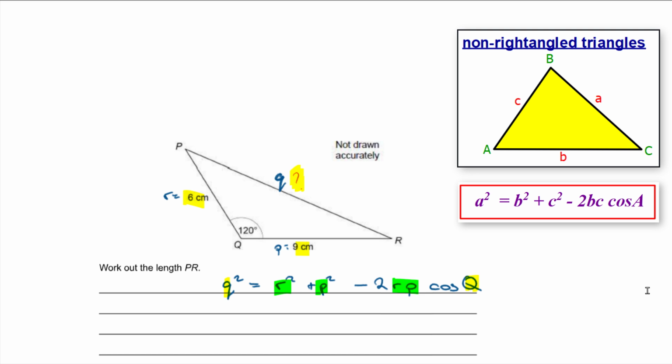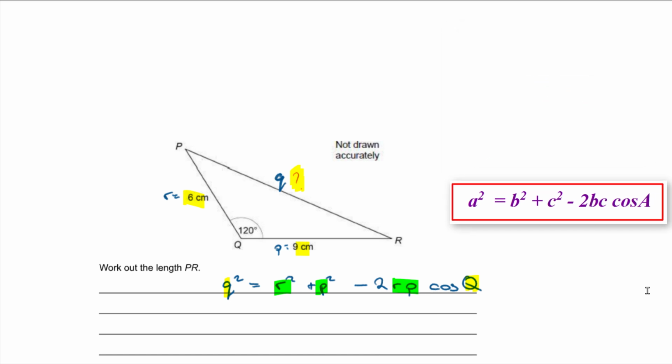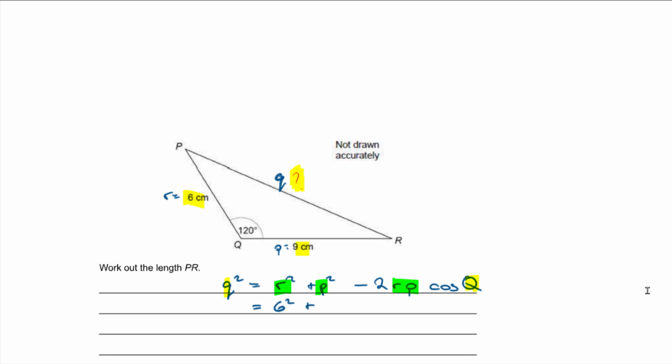So then I can reformulate it pretty easily for whatever 3 letters I've been given, okay? Now, as I say, if you struggle to do that, then you can just relabel your diagram with A, B, and C, and then just use the form that they give you. Okay, but I prefer to just reformulate into the triangle that I've got. Then I can substitute in, so r is 6, so that's 6 squared plus p squared, which is 9 squared, minus 2 lots of 6 lots of 9, cos Q, which is 120. Okay, right, so what's that then?